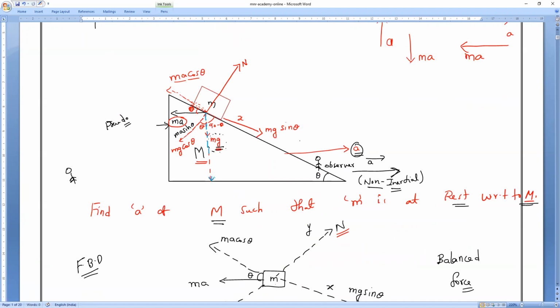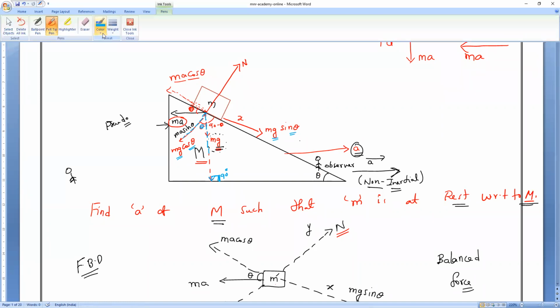As the weight of the body acts in the downward direction, we all know that. Here the angle will be 90 degrees, and if this is theta, then this will become 90 minus theta. So two components will come, one is the x component and another is the y component. The y component is mg cos theta, and the x component is mg sin theta.